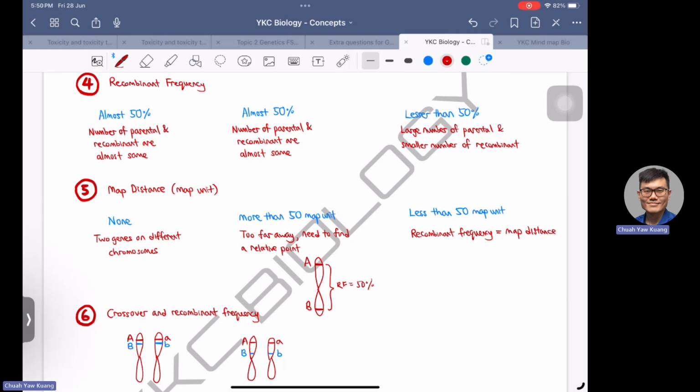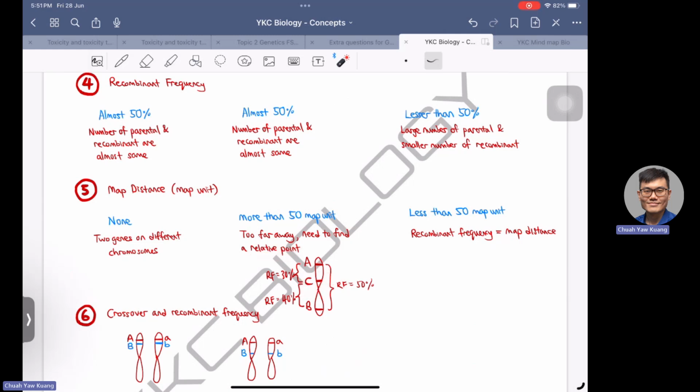You need to see whether the questions tell you, for example, about gene A and C. Let's say they tell you that for gene A and C, the recombinant frequency is equal to 30%. And then another point is from gene C to B, let's say the recombinant frequency is 40%. That will mean that C is our relative point. It will be our reference point.